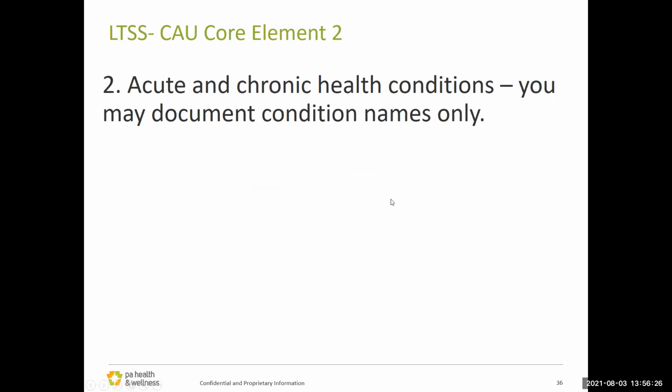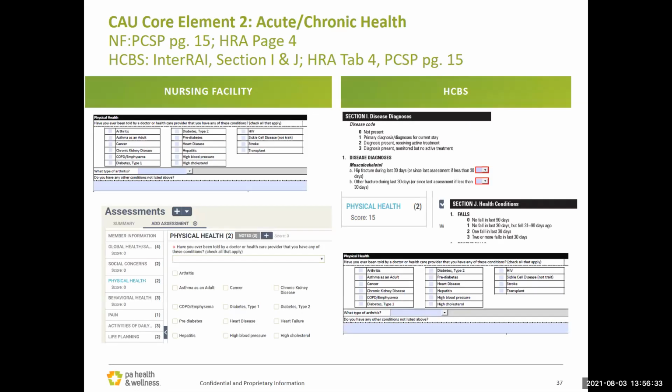Okay, core element 2, acute and chronic health conditions. You may document condition names only. So there are appropriate spots to capture all of this, as we're all familiar with. For nursing facility, we're looking at the PCSP. Also for HCBS, we're looking at the PCSP in the physical health section. The NRI in section I goes through disease diagnosis, and also section J. Also the HRA on the physical health tab goes through the acute and chronic health conditions.